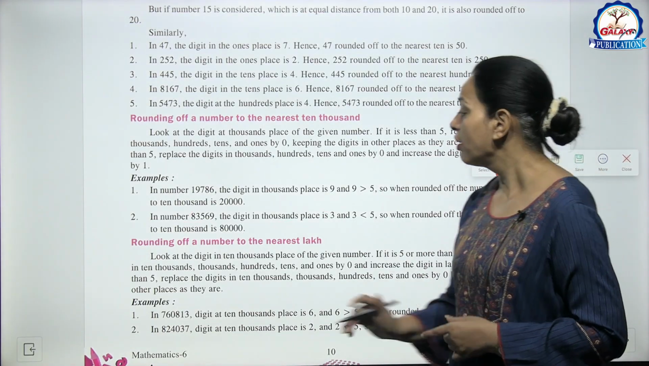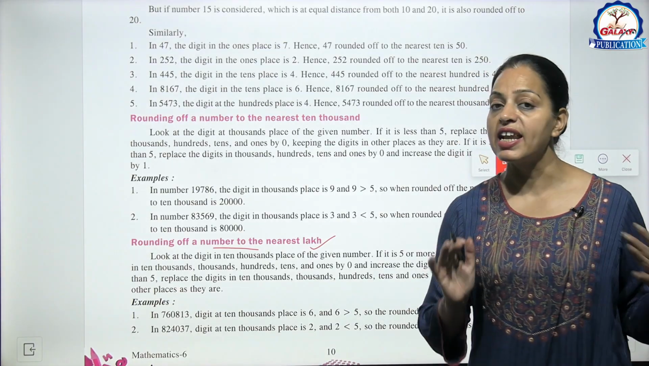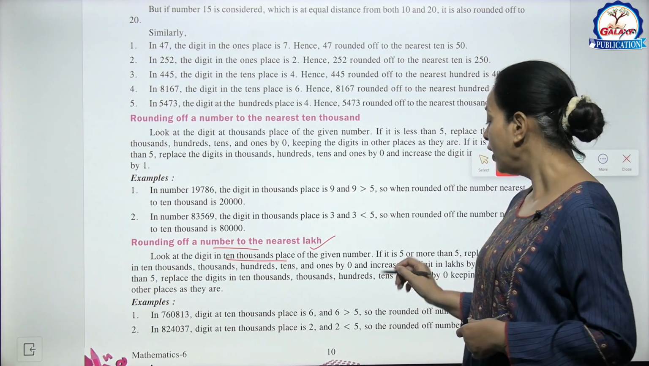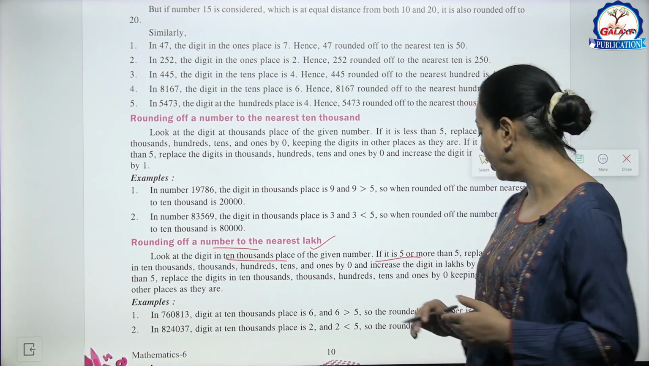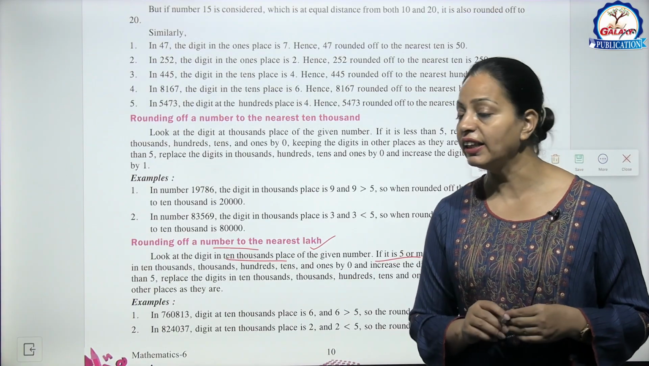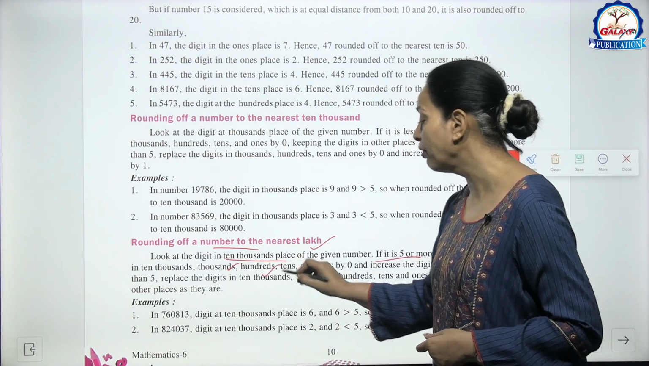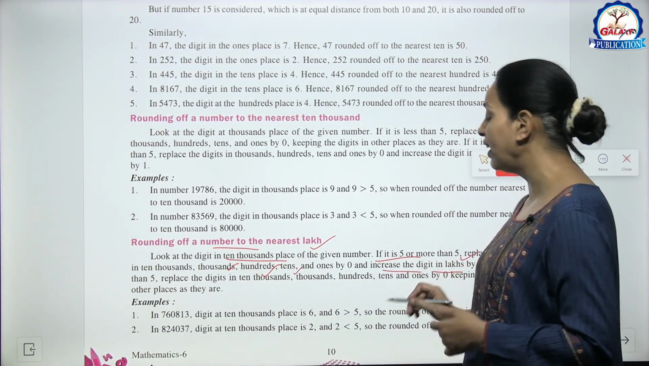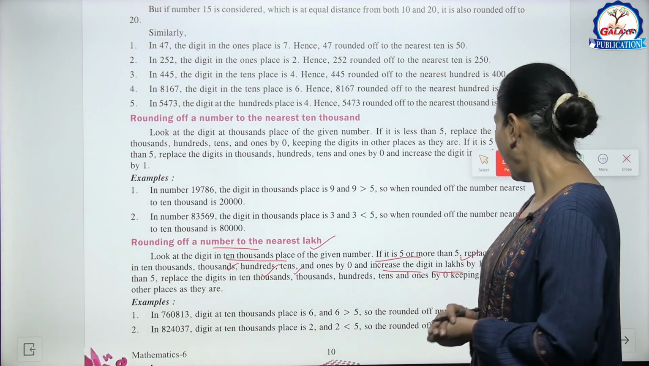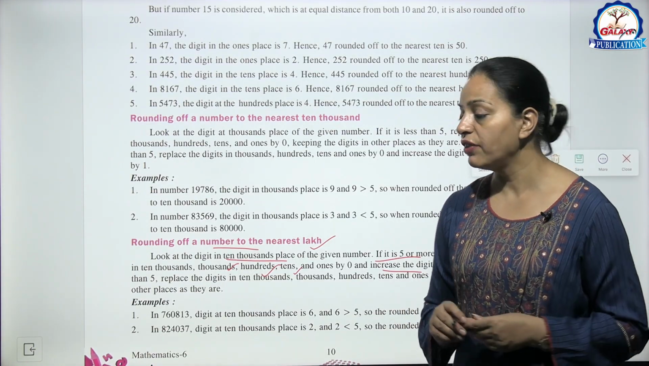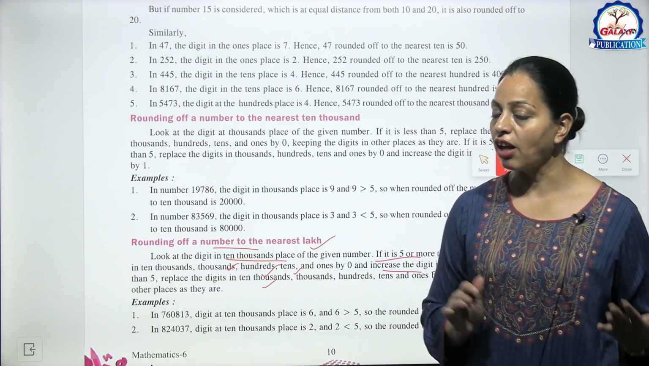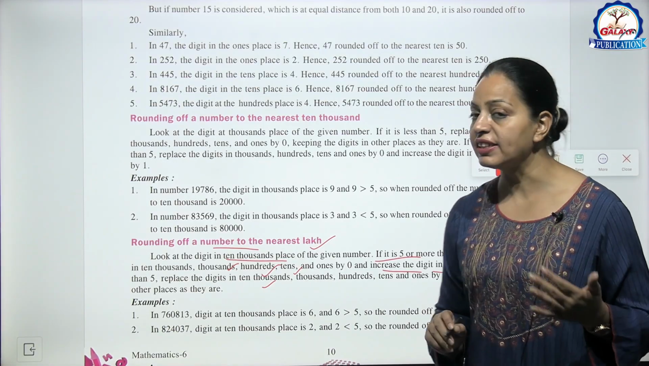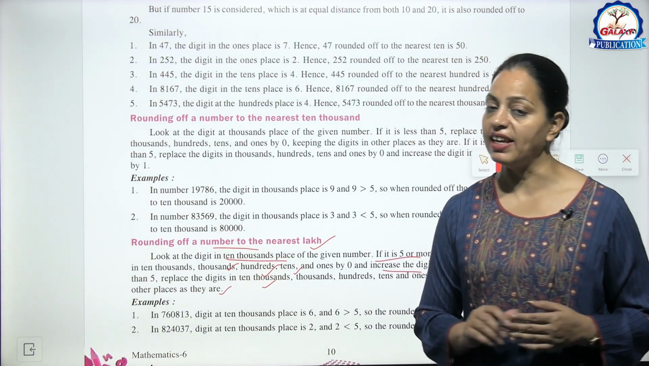Now come to next, rounding of a number to the nearest lakh. So look at the digit in 10,000 place of the given number. If it is 5 or more than 5, then replace the digits in 10,000s, thousands, hundreds, tens and ones by 0 and increase the digit in lakhs by 1. And if it is less than 5, then replace the digits in 10,000, thousand, hundreds, tens and ones by 0 and keep the digits in other places as they are.